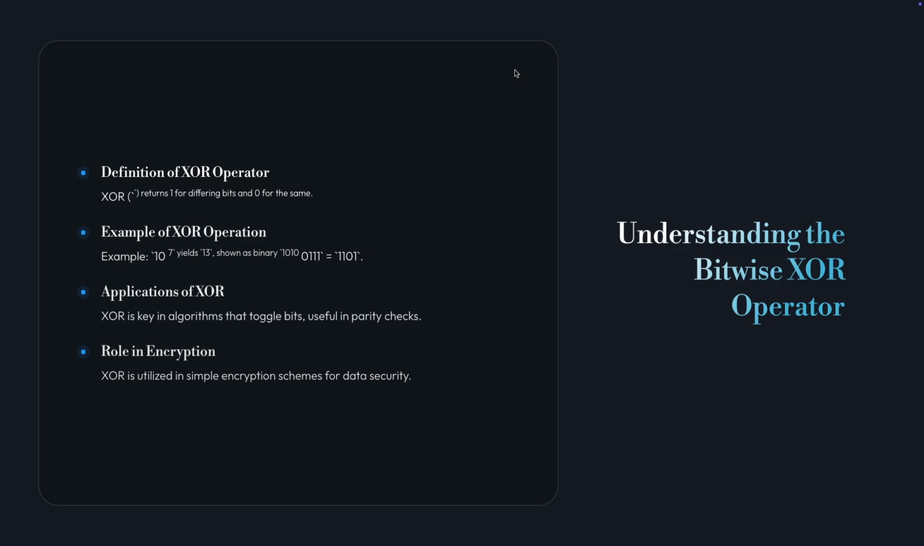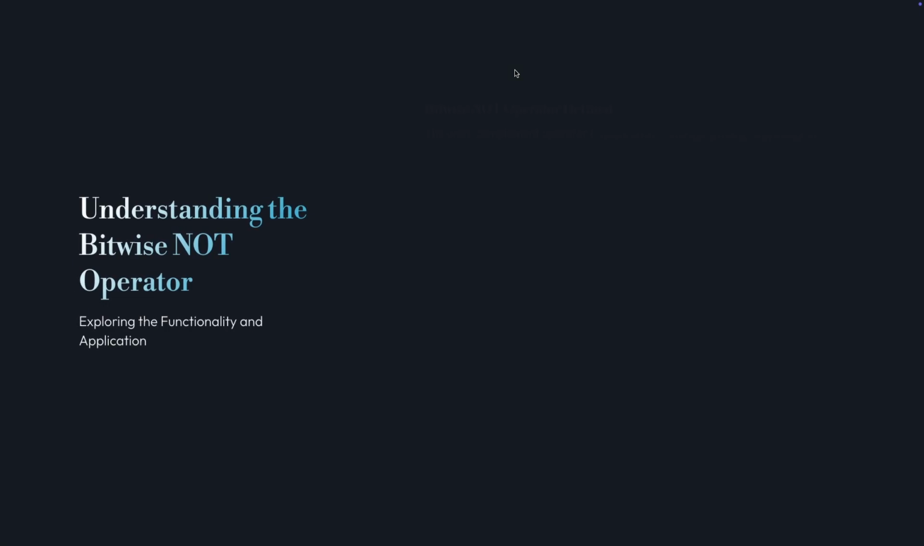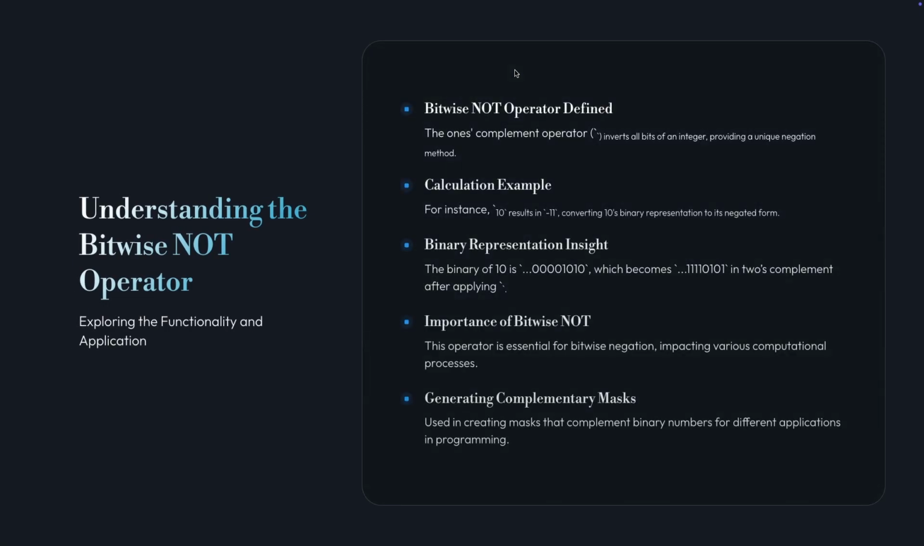Wow. Okay, what's left? The not operator. Yep, the bitwise not operator, the tilde. This is the one's complement operator, and it basically flips all the bits of an integer. Zeros become ones, ones become zeros. Well, it gives us a unique way to do a kind of negation at the bit level. Right. The example given is ~10. The analysis says this results in -11. Minus 11. How does flipping bits give a negative number?